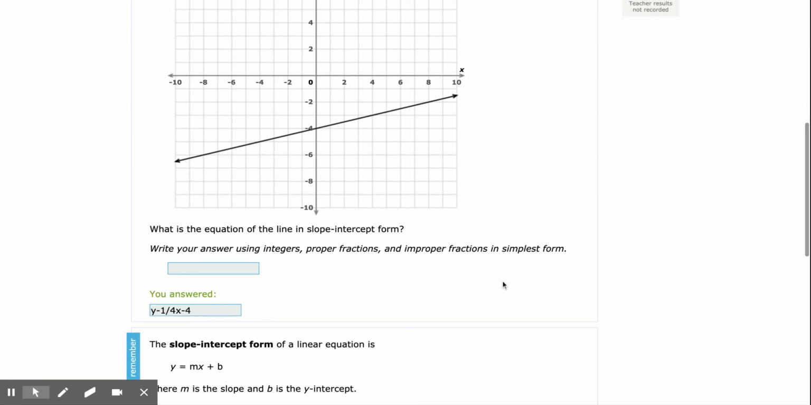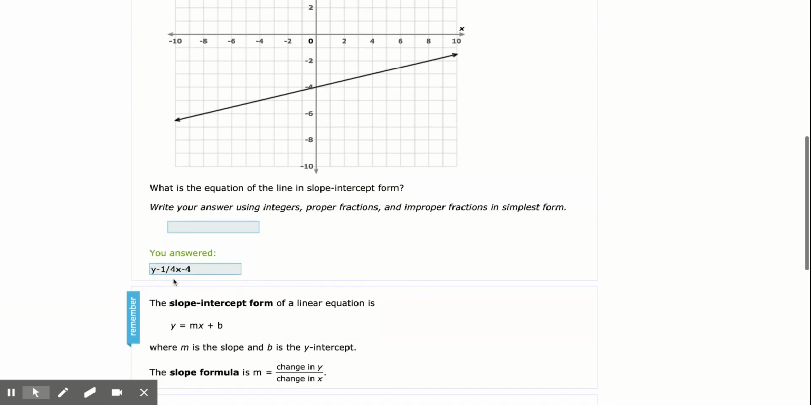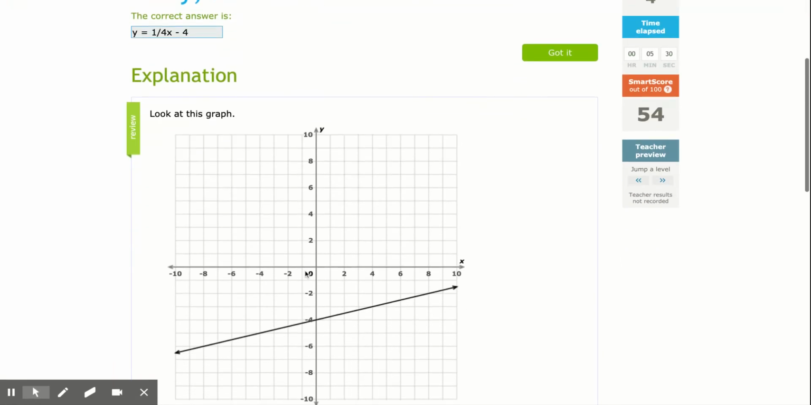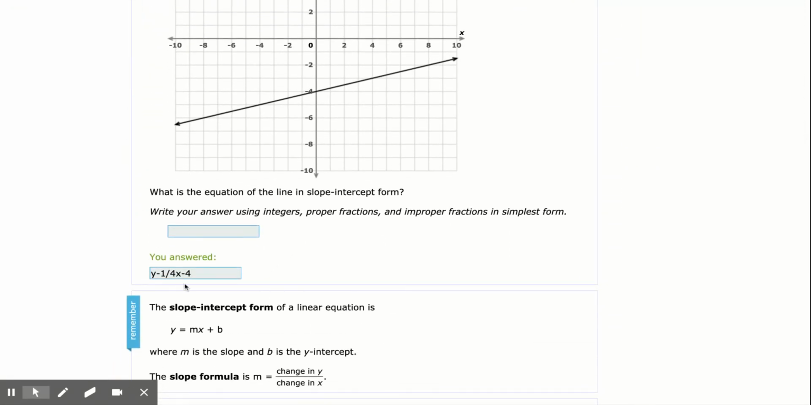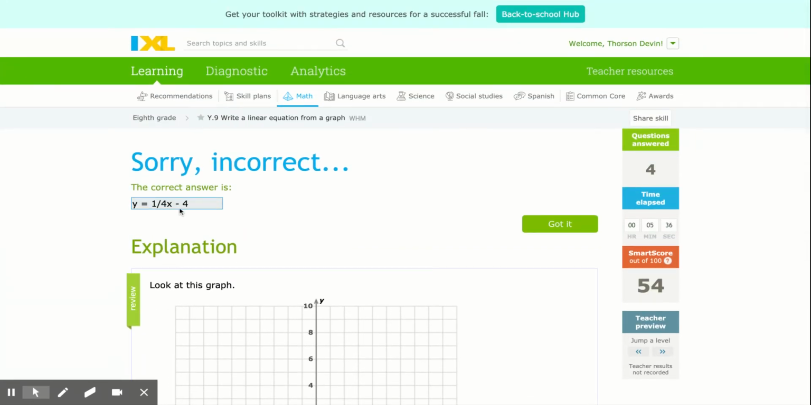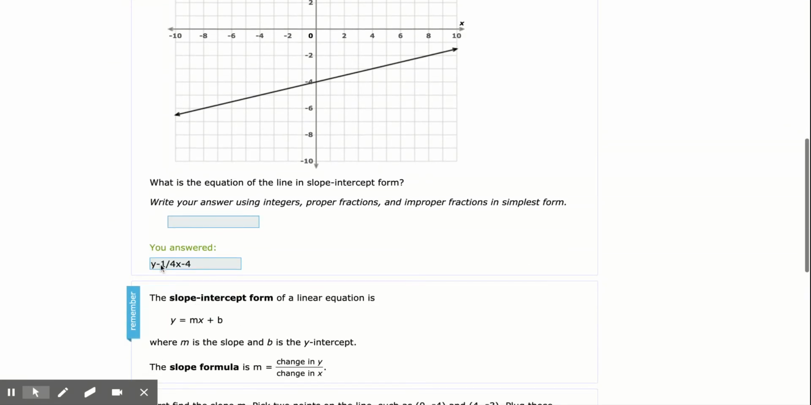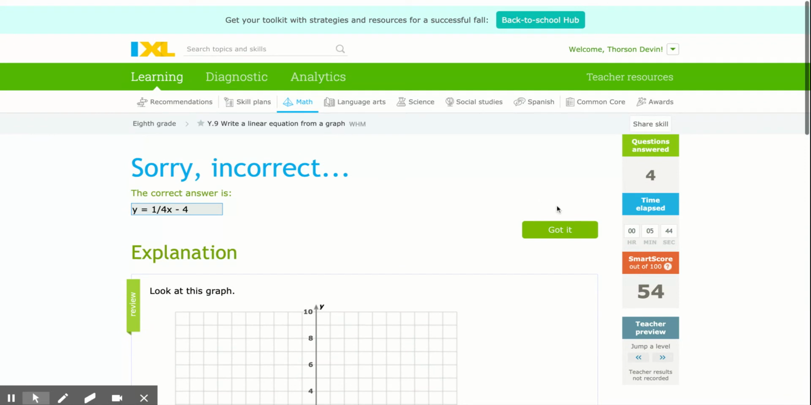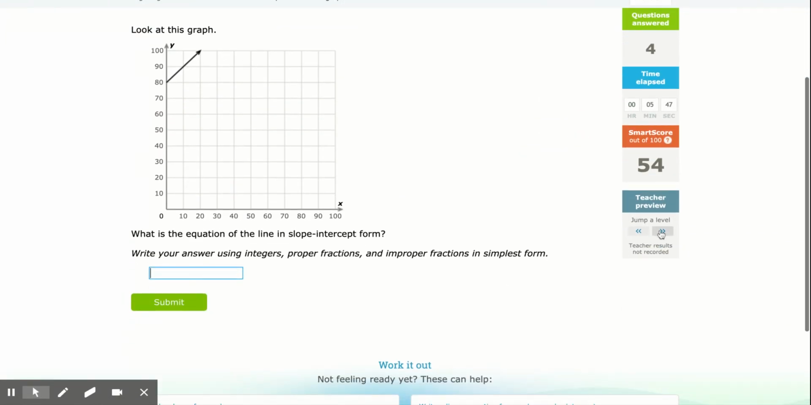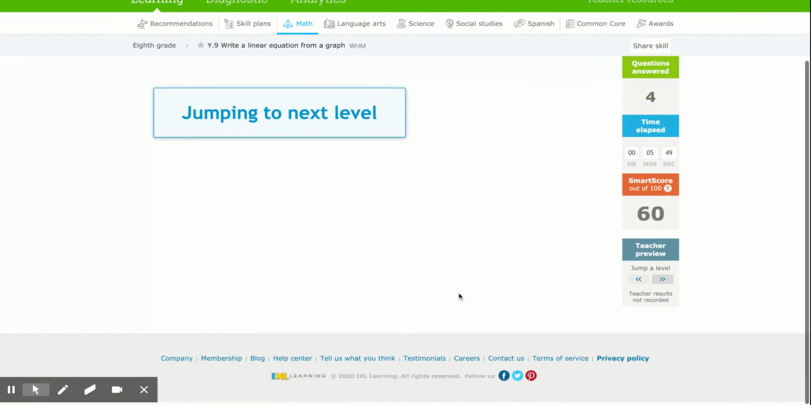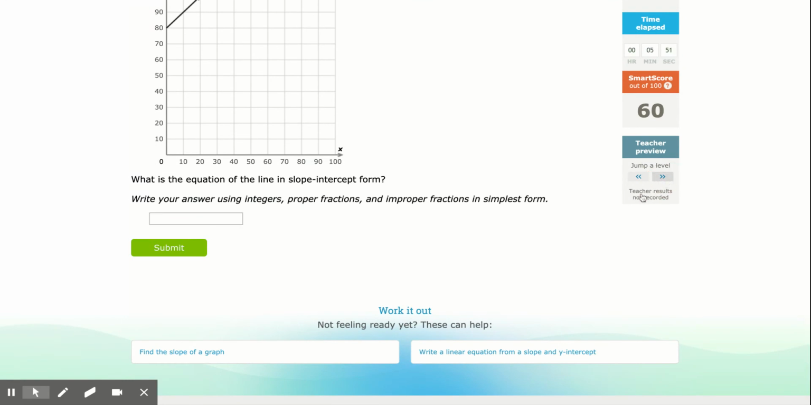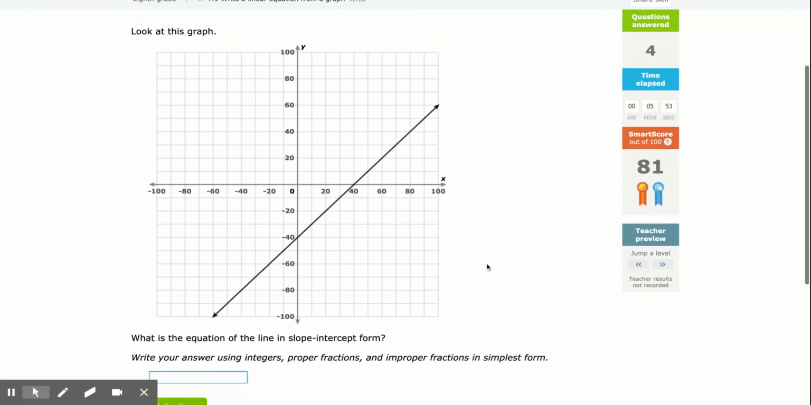What did I do wrong? Look what I answered. I didn't put an equals. I put a minus sign. Some of you would make a mistake like this and you'd go, oh, I did it right. Look, 1/4 x minus 4, 1/4 x minus 4. But no, there's an equal sign and I accidentally put a minus. I put 1 minus 1/4 x minus 4. That needs to be an equal sign. I got it. Understand what I did wrong. So if you make a mistake, take a minute to try to figure out what your mistake was.